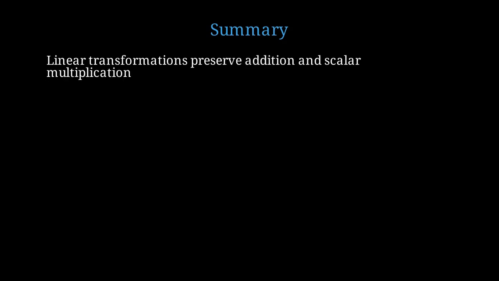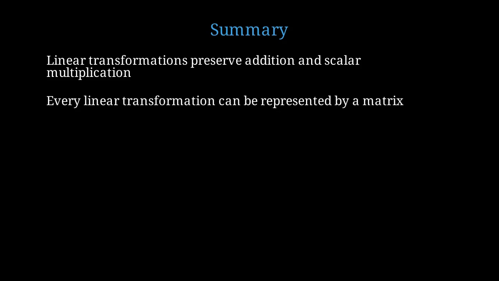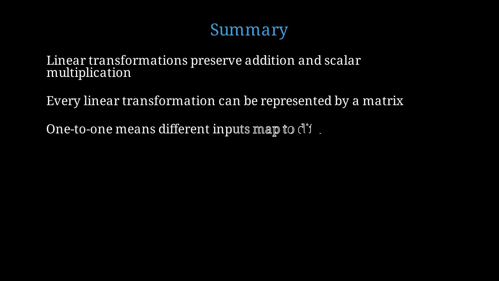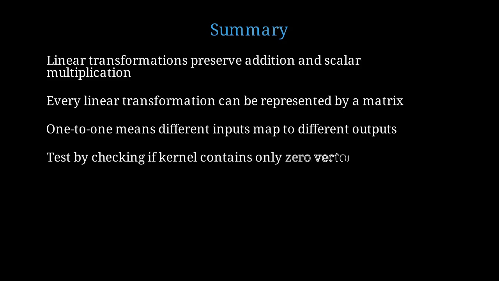Let's summarize what we learned about linear transformations and one-to-one mappings. Linear transformations preserve vector addition and scalar multiplication operations. Every linear transformation can be represented by matrix multiplication. A transformation is one-to-one when different inputs always map to different outputs. We test for one-to-one by checking if the kernel contains only the zero vector.